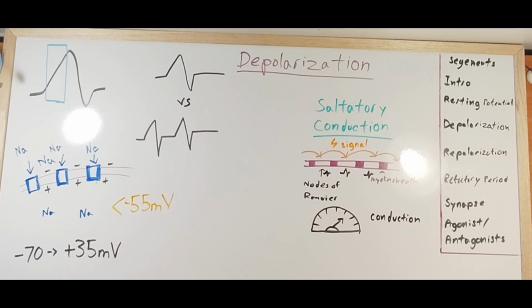A stimulus from a synaptic integration that causes the membrane potential to reach negative 55 millivolts or higher will result in an action potential. Depolarization is caused by the opening of sodium channels in the membrane and is an all or nothing phenomenon. As soon as the threshold is passed, an action potential cannot be prevented.